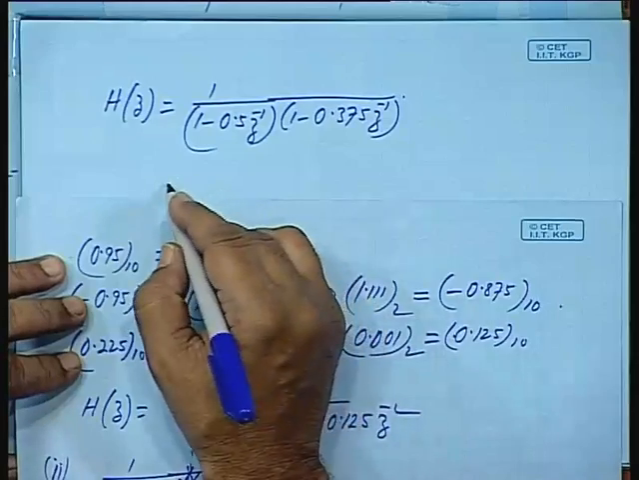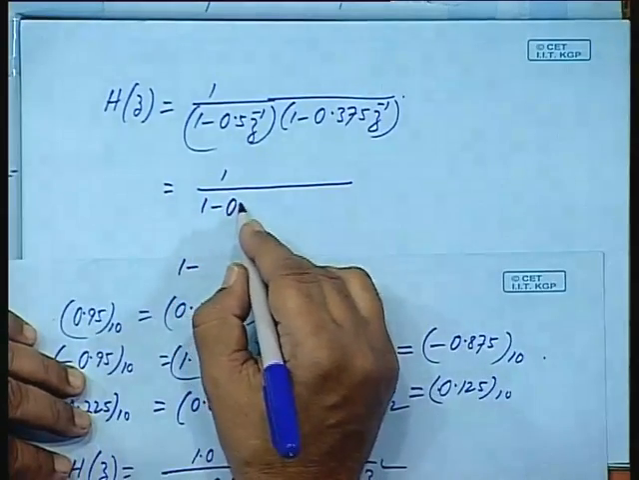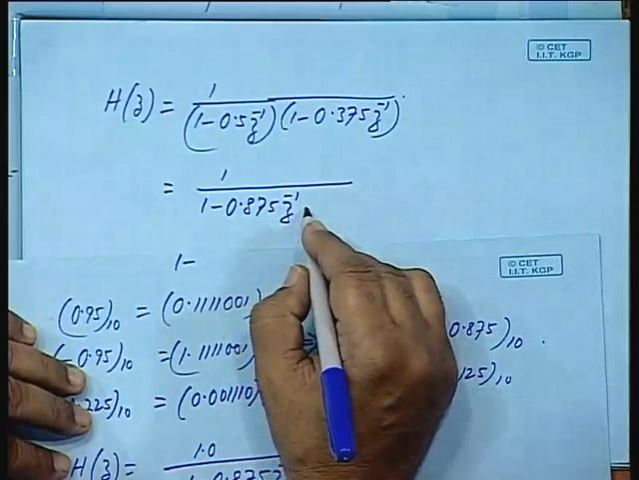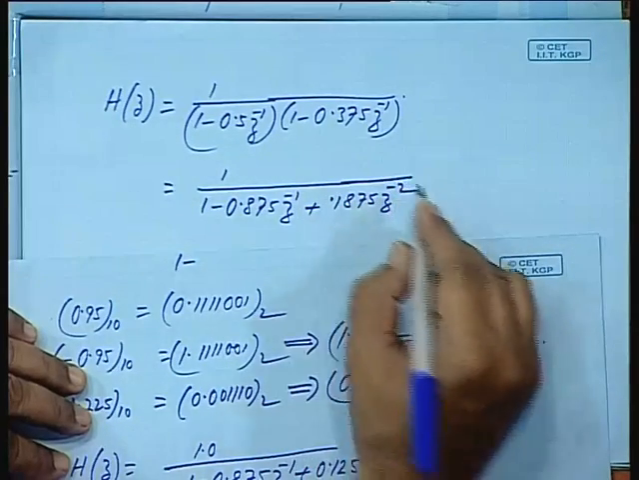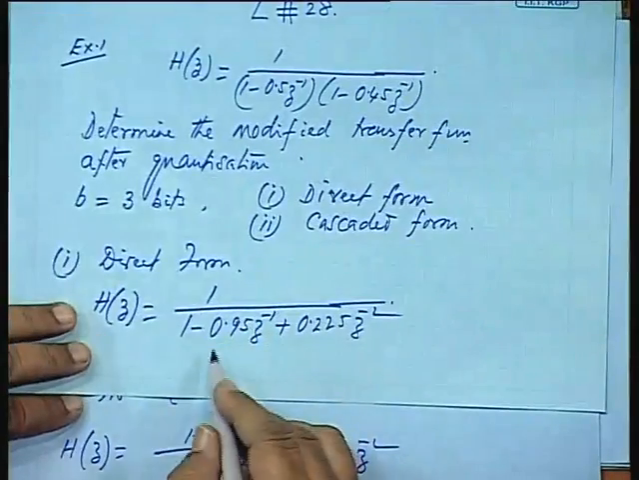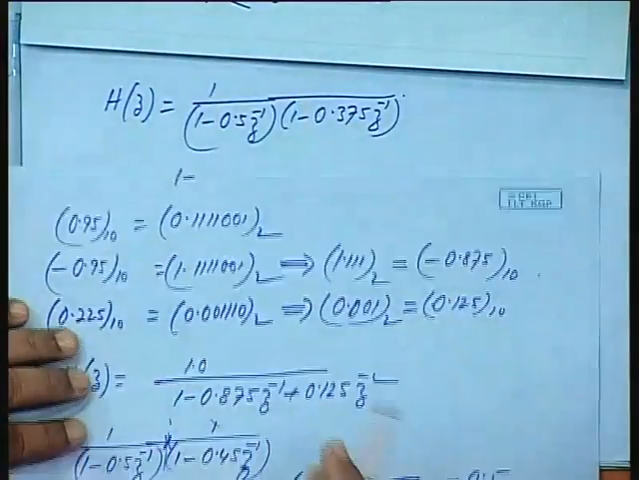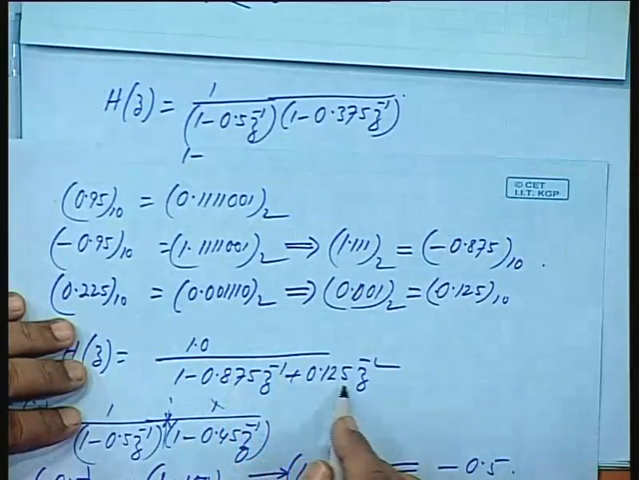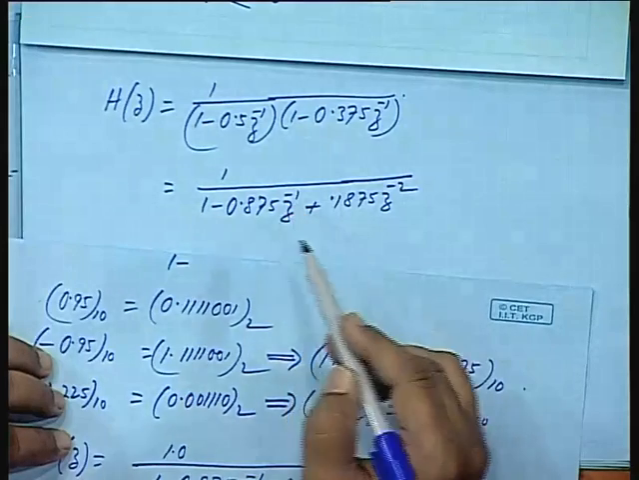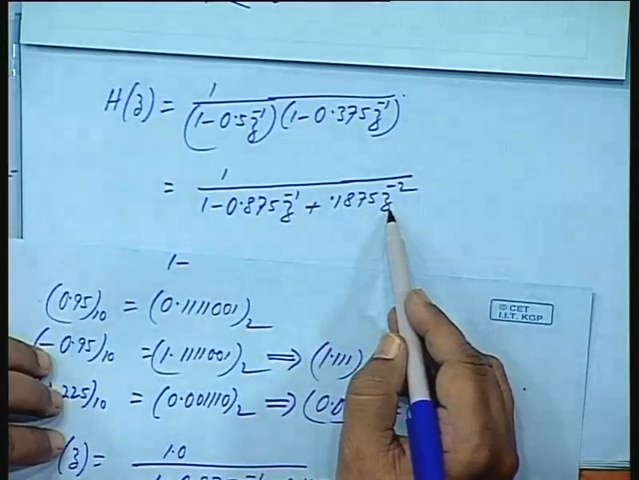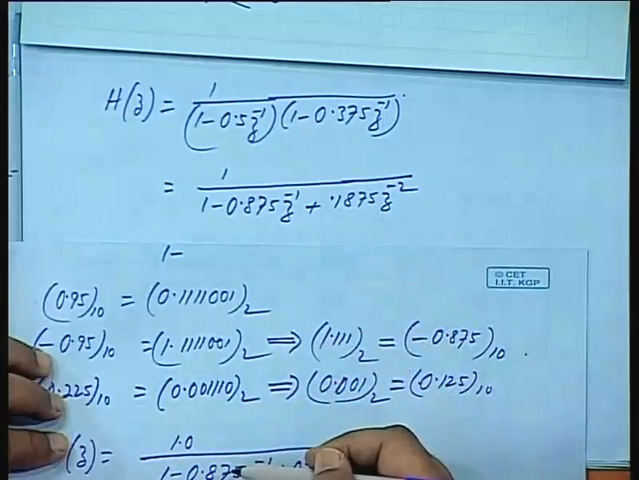Now, if I multiply, what kind of denominator do I get? 1 minus 0.875 z inverse plus 0.375, half of that, 0.1875 z to the minus 2. Now, compare the two with the original one. Original one was 1 minus 0.95 z inverse plus 0.225 z to the minus 2. If I approximate this in the direct form, then it is 1 minus 0.875 z inverse plus 0.125 z to the minus 2. And in this case, it is 1 minus 0.875 z inverse plus 0.1875 z to the minus 2. So, this coefficient is closer to this one as compared to this one. The other one is distorted by the same amount.